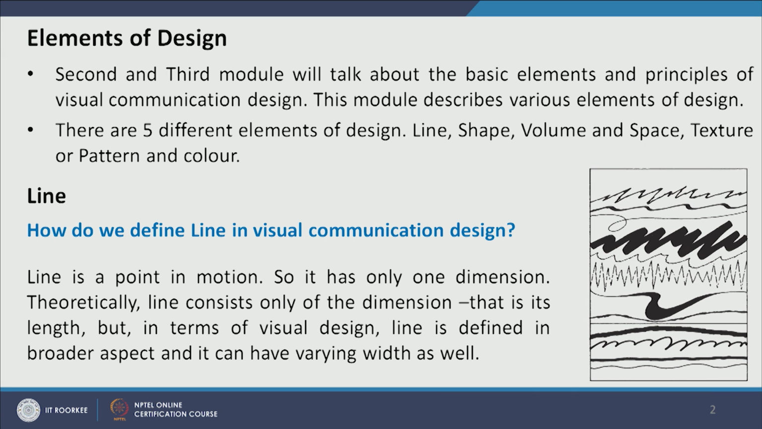We have 5 elements of design: line, shape, volume and space, texture or pattern, and color. So line is one dimensional, shape has 2 different dimensions, volume and space is when we talk about 3 dimensional spaces, and texture and pattern are the surface rendering process. Texture and pattern, and then the color, will also create a difference in the surface. So these are the basic tools with which we can create different kinds of visual designs.